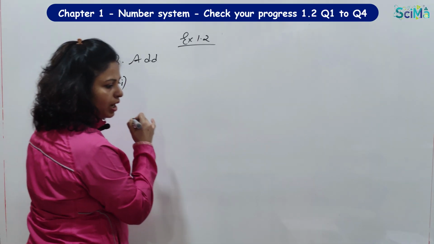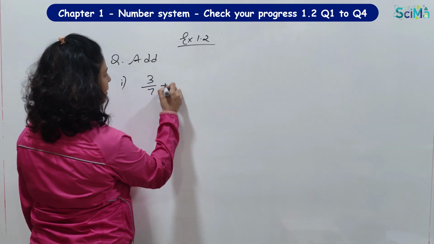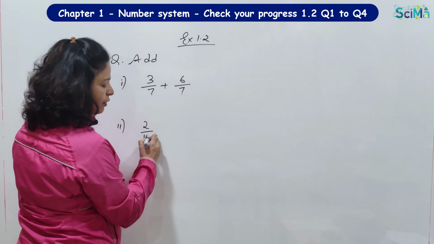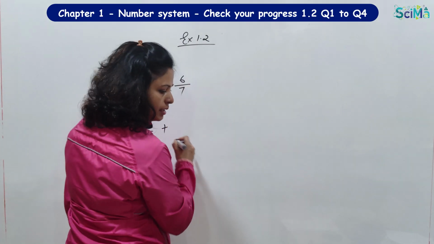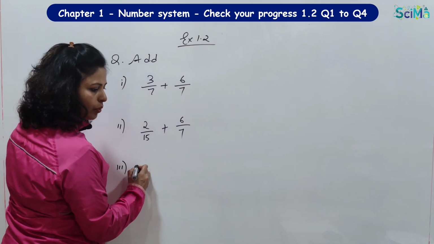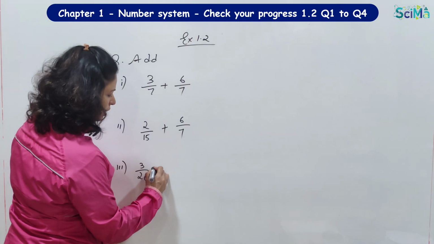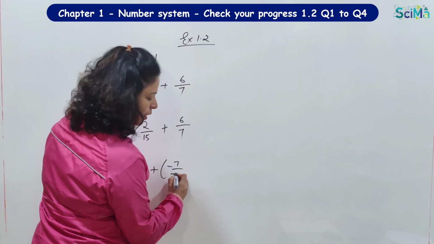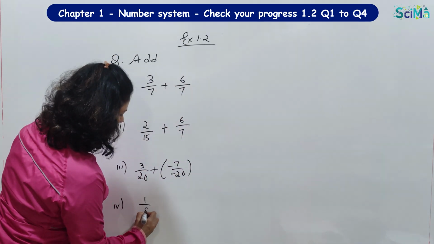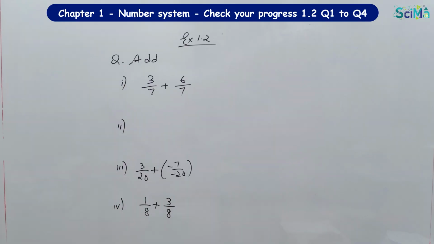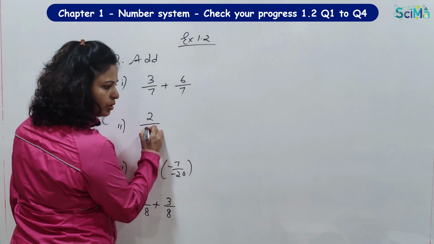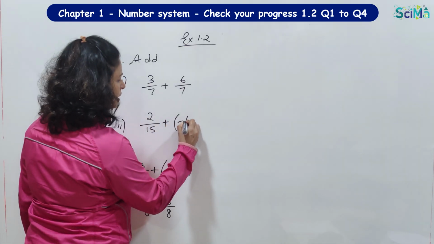The first part of the first question is 3 by 7 plus 6 by 7. The second part is 2 by 15 plus minus 6 by 15. The third question is 3 by 20 plus minus 7 by minus 20. And the fourth question is 1 by 8 plus 3 by 8.